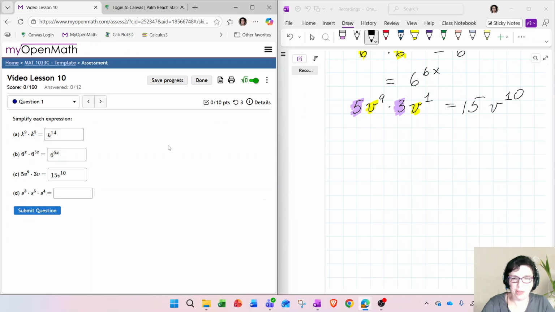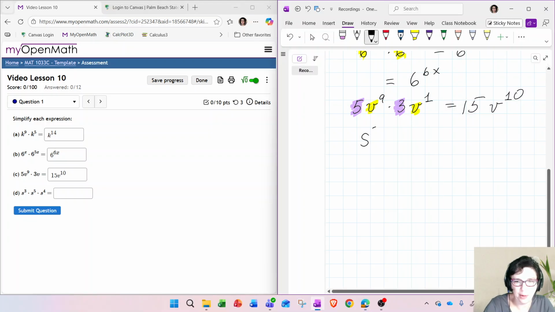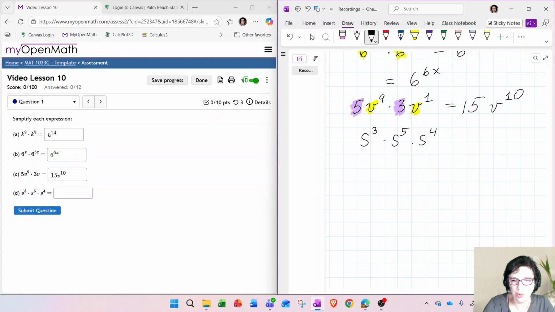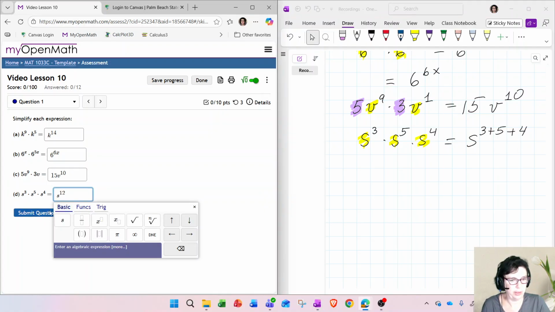The last one is the same thing, except there is one more term, but the same rule works. As long as the bases are the same, and all the bases here are just s, s, s, s, we are just going to add the powers. It'll be 3 plus 5, and then that is further multiplied by s to the power 4, which will add another 4 over here. That'll become 12. All right, let's submit that.